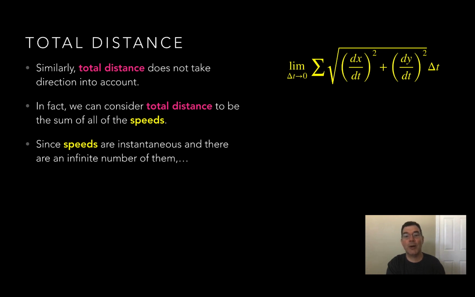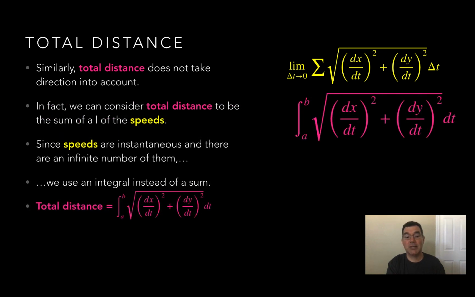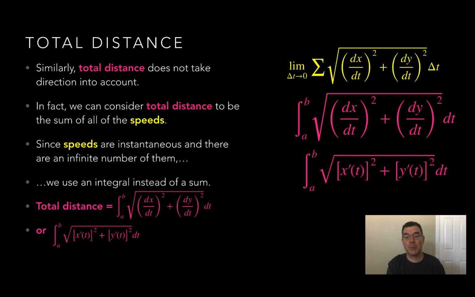And as you know, when I take a sum of things and I let the space between those things go to zero, there ends up being an infinite number of them. So I use an integral instead of a sum, and that's the integral that I get. The total distance is going to be the integral from a to b of all of my speeds. Okay, and again, I can rewrite speed as x prime squared plus y prime squared, under a square root.